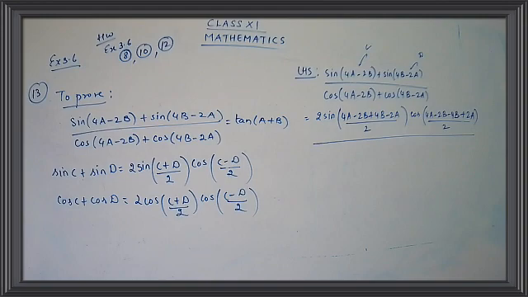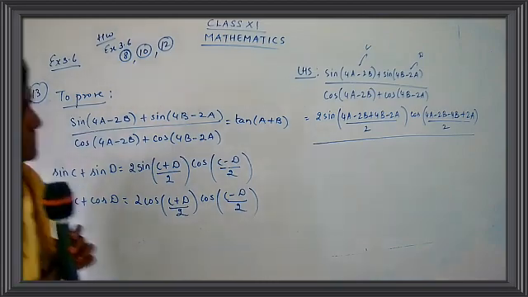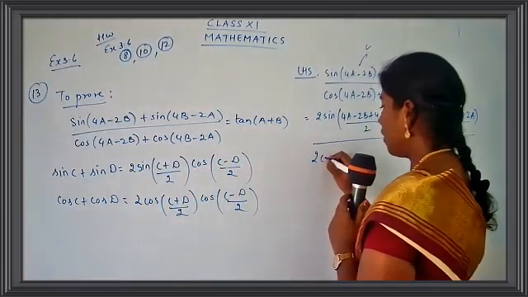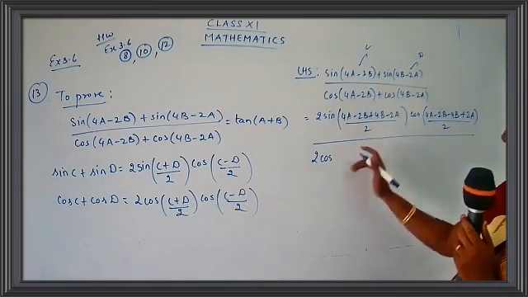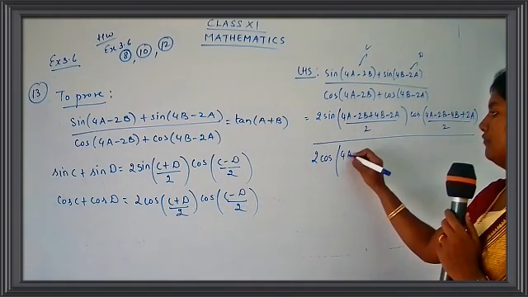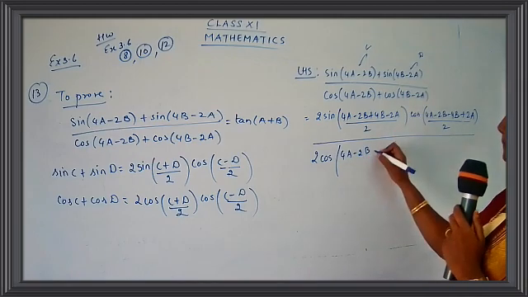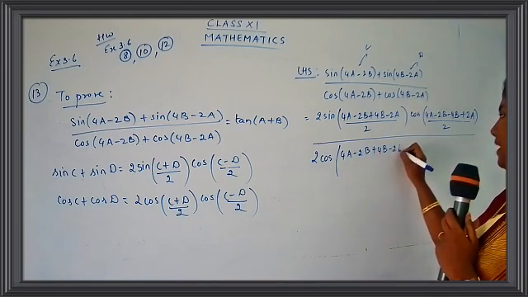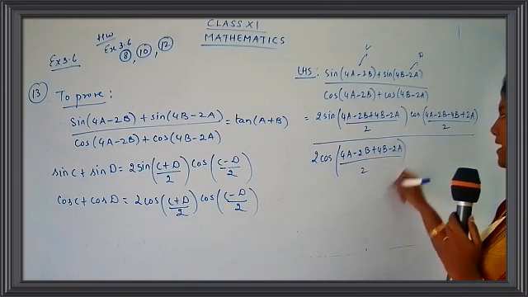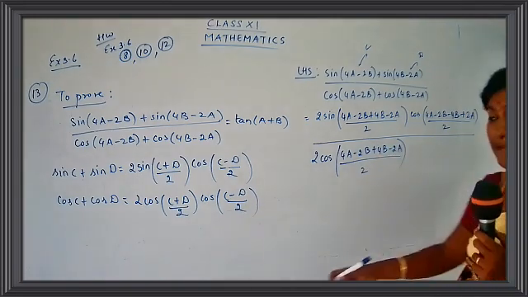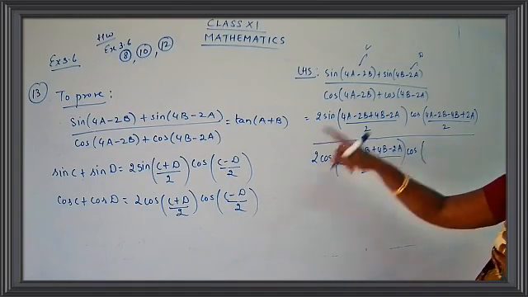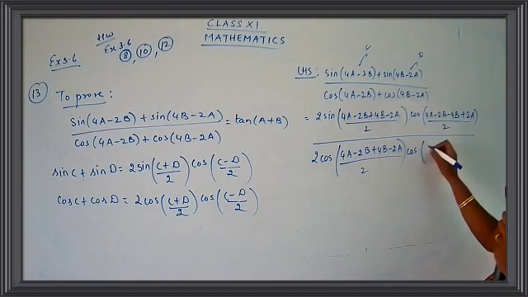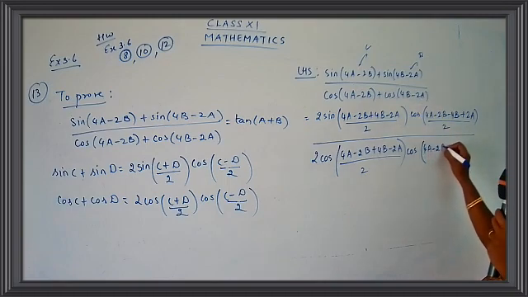Have you completed the steps, children? Shall we check the steps? Okay, so what do you have here? 2 cos c plus d by 2. Okay, so 2 cos of c plus d. When you have addition, no need to worry about the signs. I'll just be taking the same sign: 4a minus 2b plus 4b minus 2a, upon 2. The first part is done. Cos of c minus d. So here we have minus sign as the main sign. So be careful. C will be written as it is, that is 4a minus 2b.